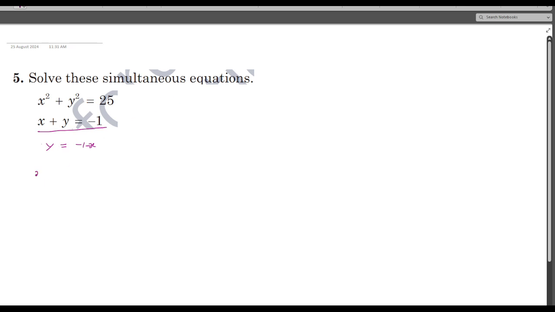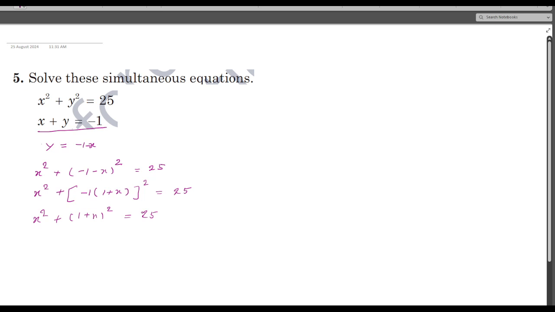So your first equation, which is x square plus y square. So this y square will become minus 1 minus x the whole square, and the right hand side is 25. Now see here, minus 1 minus x. If I take minus 1 common over here, the remaining part is 1 plus x, and I have to take the square of this whole thing. So this gives me x square plus, now minus 1 square is plus 1 only, so 1 plus x the whole square is equal to 25.